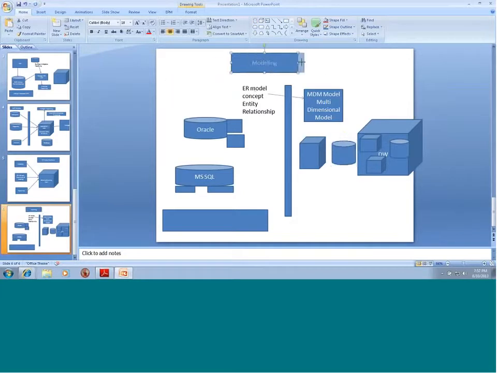This is the first step in any data warehousing system, that is modeling, and it is the most important step in any data warehousing project, because this is where a project can be made or broken. If the modeling is not correct, the performance will be highly degraded, and it will cause a lot of problems in the future, with a lot of issues during implementation. So this is the primary function of a data warehousing system.